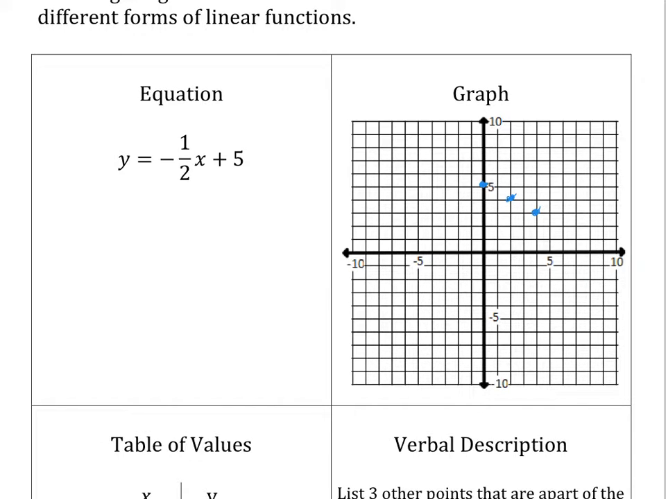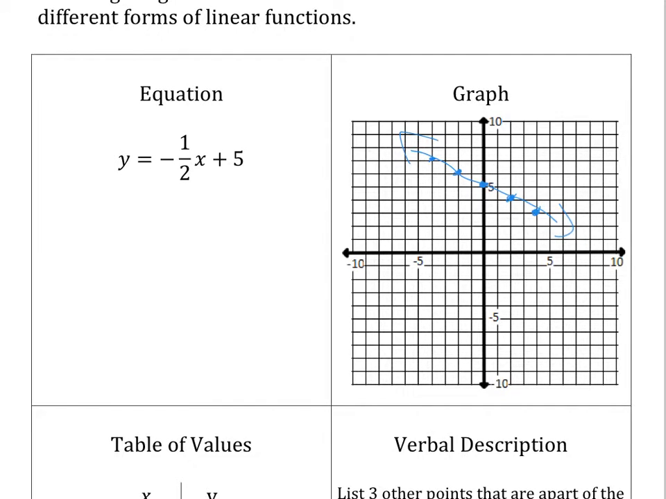Okay, and remember we learned we can go the other way. Instead of going down 1, we can go up 1. Instead of going right, we could go left. So up 1, left 2. And I have my 5 points to make my line. That's not very straight, but I think you get the idea here. Okay, so that's how to go from the equation to the graph.